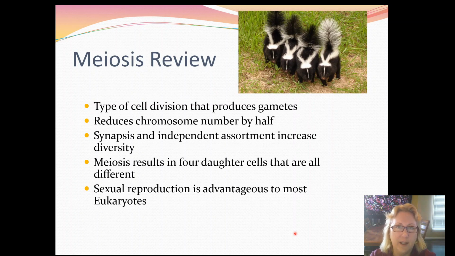Sexual reproduction and meiosis are advantageous, and most eukaryotes have sexual reproduction and meiosis at least occasionally, and many have asexual reproduction as well.